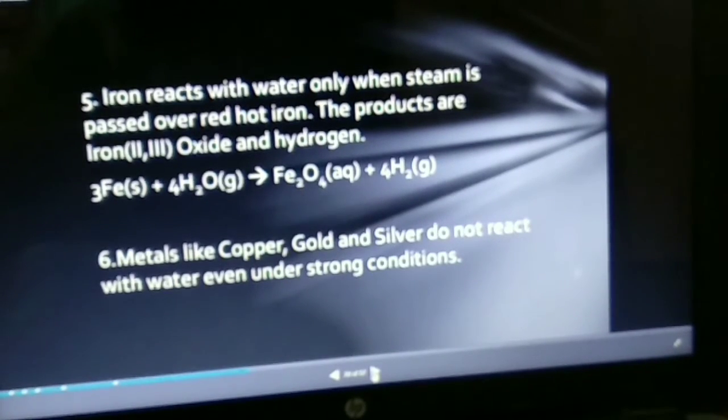Iron reacts with water only when steam is passed. Iron plus water gives iron oxide plus hydrogen gas. So 3Fe plus 4H2O gives Fe3O4, not Fe2O4, plus 4 molecules of hydrogen gas. And metals like copper, gold and silver do not react with water even under strong conditions.